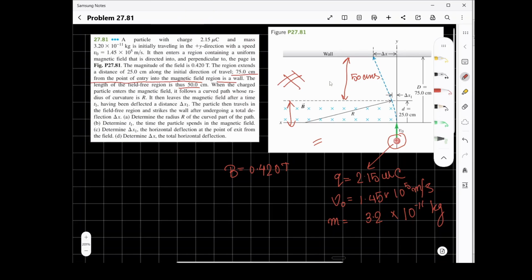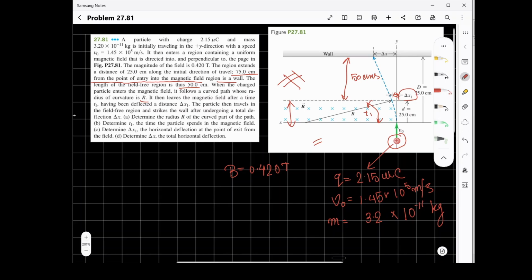When the charged particle enters the magnetic field, it follows a curved path. Yes, we know that, we'll be talking about that in the discussion. And its radius of curvature is r, capital R. So this is denoted here as well in the diagram. It then leaves the magnetic field after a time t1. This whole journey in the curved path takes t1 seconds, having been deflected by a distance delta x1. This small gap is delta x1.